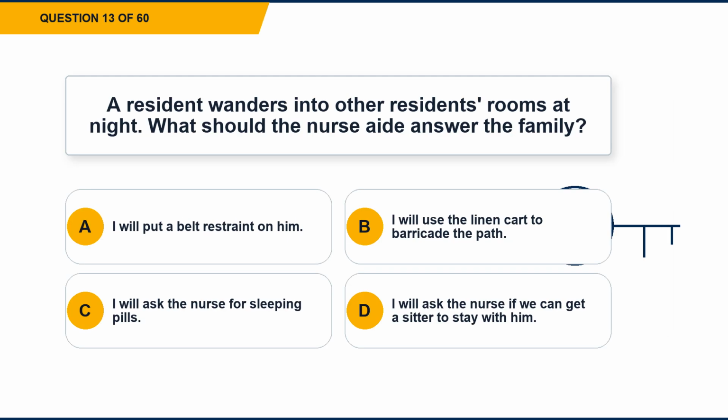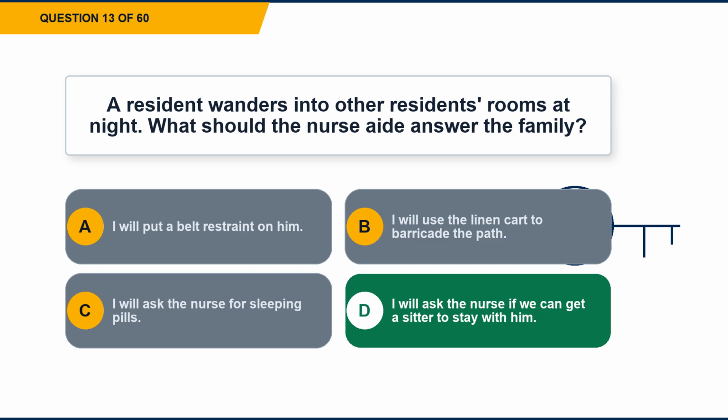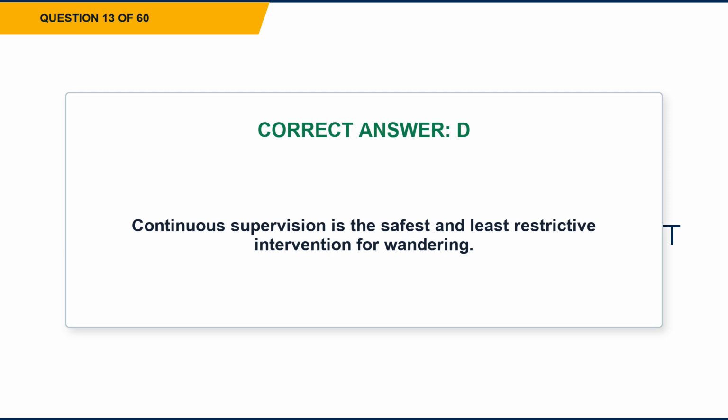Question 13. A resident wanders into other residents' rooms at night. What should the nurse aide answer the family? Option A, I will put a belt restraint on him. Option B, I will use the linen cart to barricade the path. Option C, I will ask the nurse for sleeping pills. Option D, I will ask the nurse if we can get a sitter to stay with him. The correct answer is option D. Explanation: continuous supervision is the safest and least restrictive intervention for wandering.